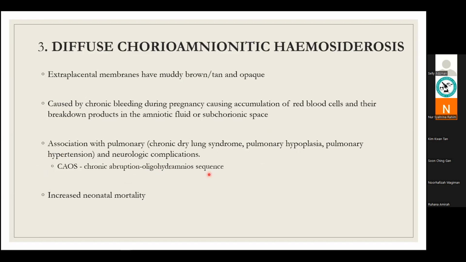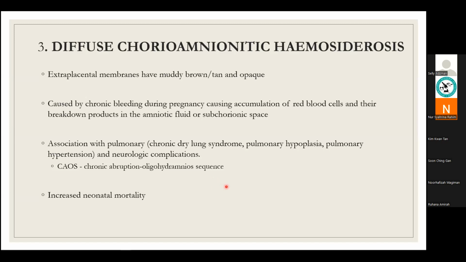oligohydramnios sequence. This chronic abruption oligohydramnios sequence is a clinical setting in which they have oligohydramnios without rupture of the membrane. So basically the membrane is intact, it's not leaking. The oligohydramnios is not because of leaking of liquor. It's because of repeated episodes of vaginal bleeding starting as early as 19 weeks with gradual progression to oligohydramnios.